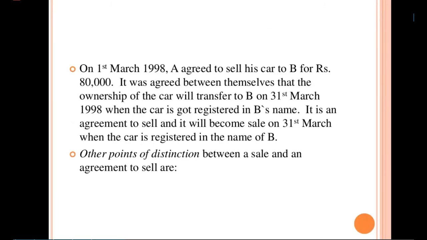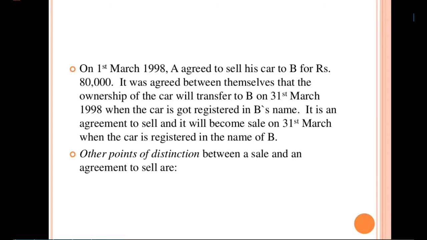On the 1st March 1988, A agreed to sell his car to B for rupees 80,000. It was agreed between themselves that the ownership of the car will be transferred to B on the 31st March 1998, when the car is registered in B's name. It is an agreement to sell, and it will become a sale on the 31st March when the car is registered in the name of B, right?